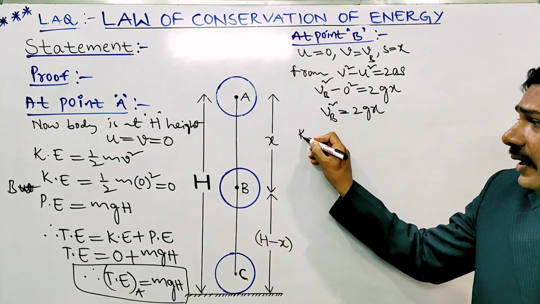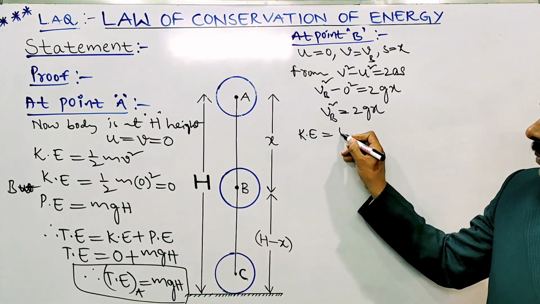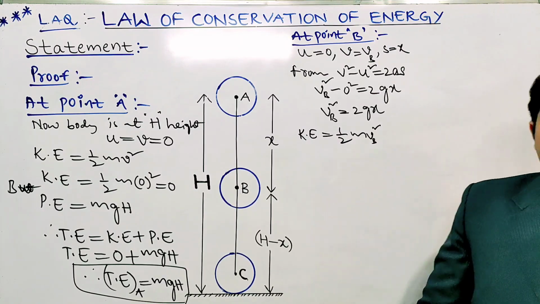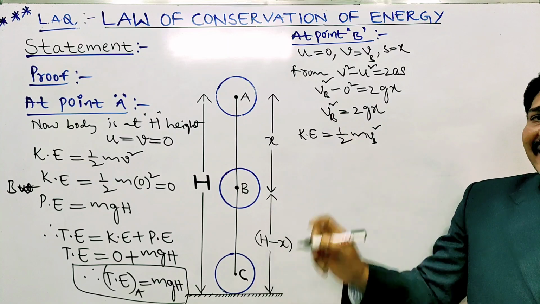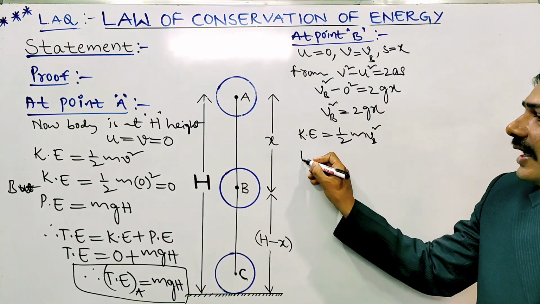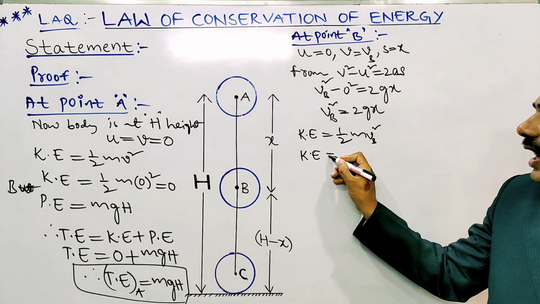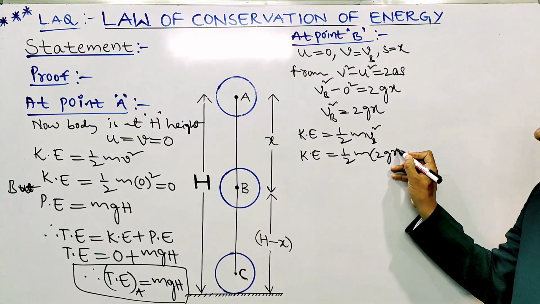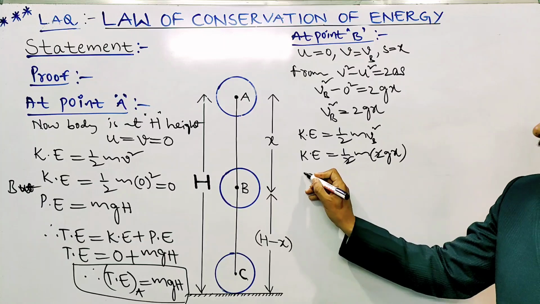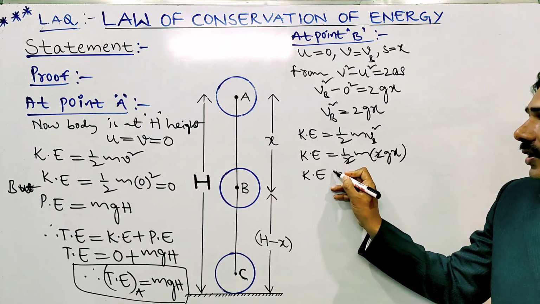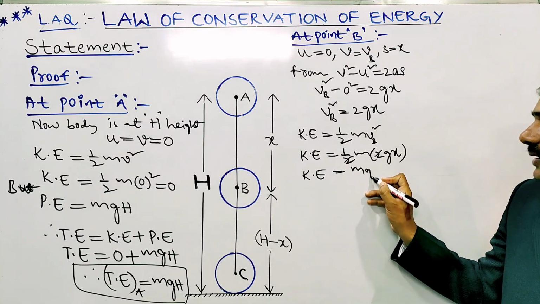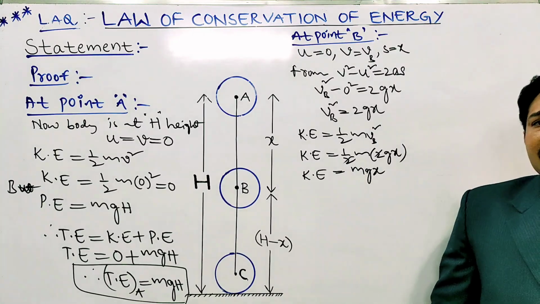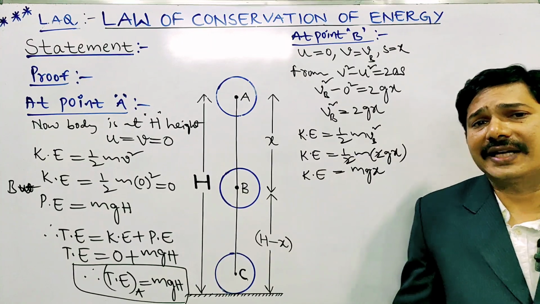Now kinetic energy at point B. What is the formula? Kinetic energy is half m v square, and v square at point B means vB square. Here vB square value, substitute 2gx. Kinetic energy equal to half m into 2gx. Here 2 gets cancelled. Kinetic energy equals mgx.